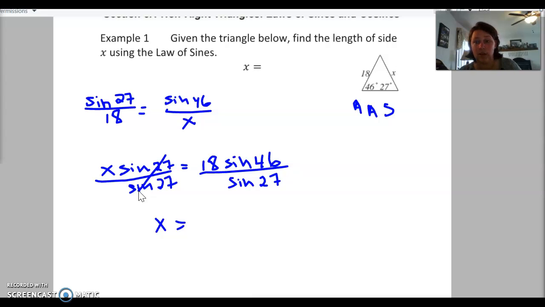So make sure that you are in degrees on this. I'm going to have to change my calculator to degrees. The last thing I did was in radians. So I have 18 sine of 46 divided by sine of 27, and I get 28.521. And so that is for my unknown side. That is not a degree angle. It is a side. Okay, so x equals 28.521. And let's go on to example 2.